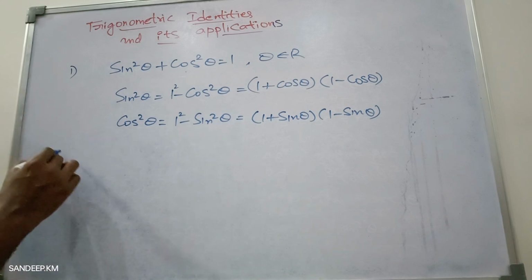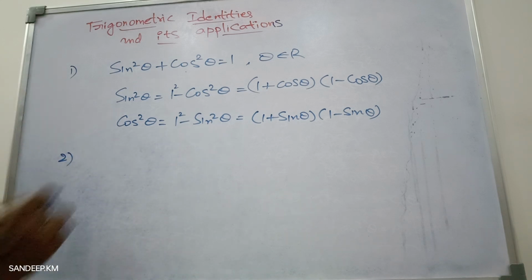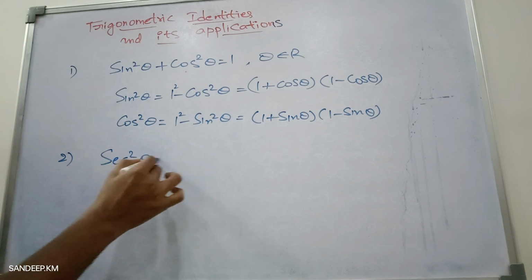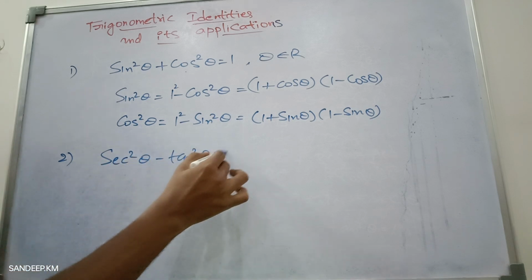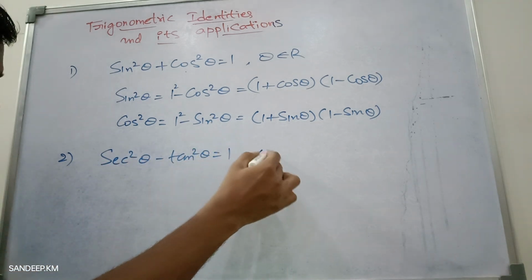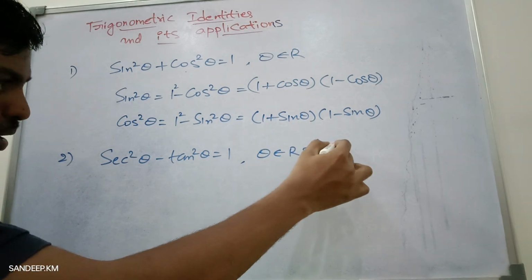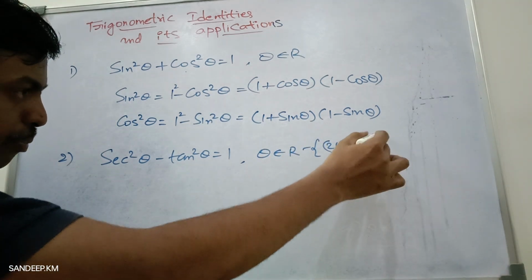Okay, next, when it comes to the second identity, dear students, sec square theta minus tan square theta is equal to 1, where theta can be any real number except odd multiples of pi by 2.